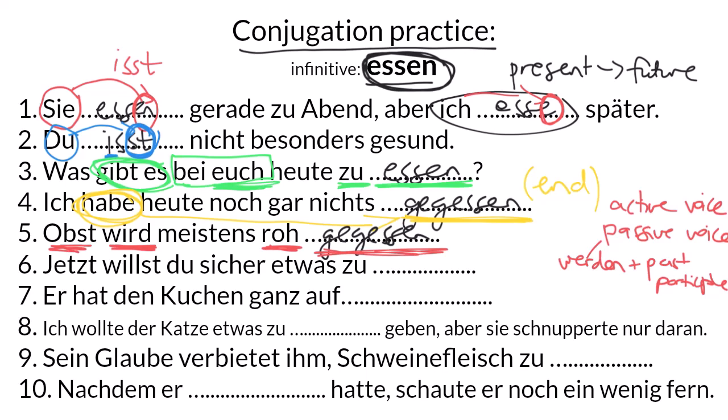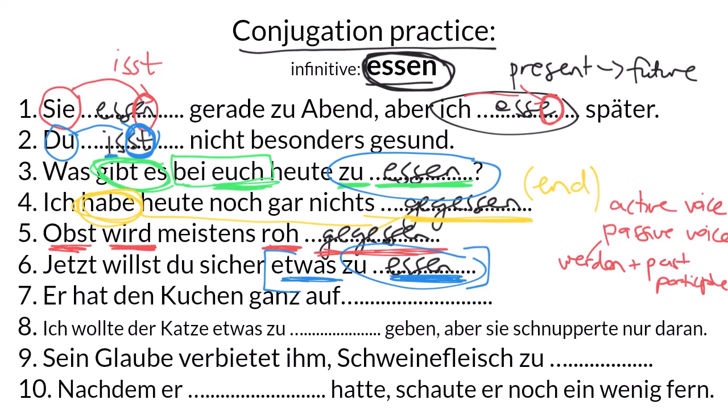Number 6. Jetzt willst du sicher etwas zu essen. Now, this is similar to our previous zu clause or zu phrase in number 3. We've got a zu phrase here with an infinitive. We're always going to have an infinitive after zu if we've got a verb after zu. And that's because it belongs to this broader phrase of etwas zu essen, something to eat. So the verb is not connected to a person. It's not going to be conjugated at all. It's connected to this noun here, etwas, something to eat.